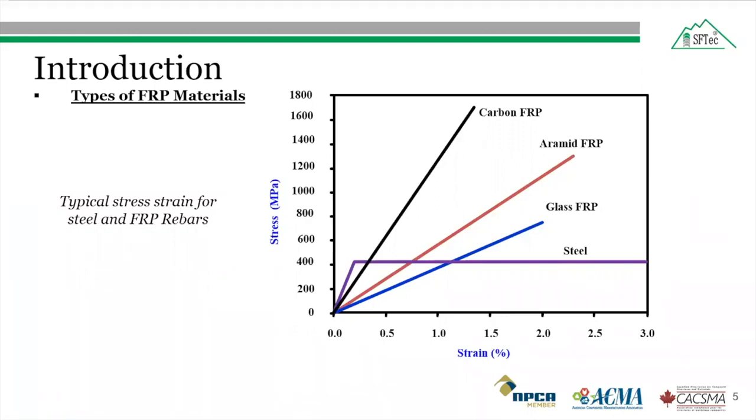The stress strain plot shows how these FRP bars compare with steel bar. Two points should be noted from this plot. First, the glass fiber reinforced polymer has lower strength compared to the other 2 FRP bars. And second, the strength of all fiber reinforced polymer bars is higher than the steel bar. However, their behavior is linear elastic up to failure.